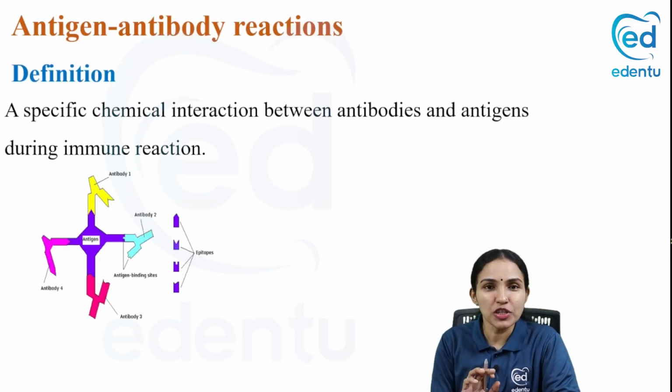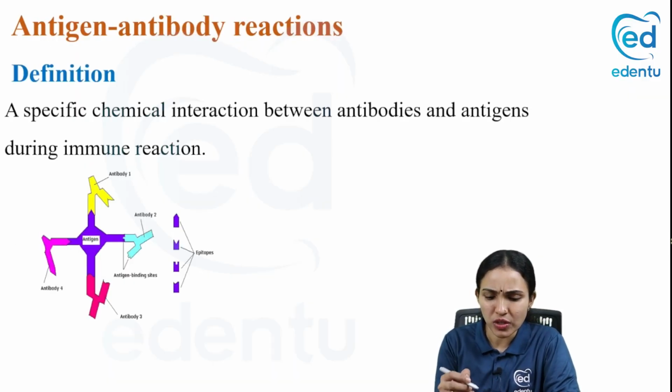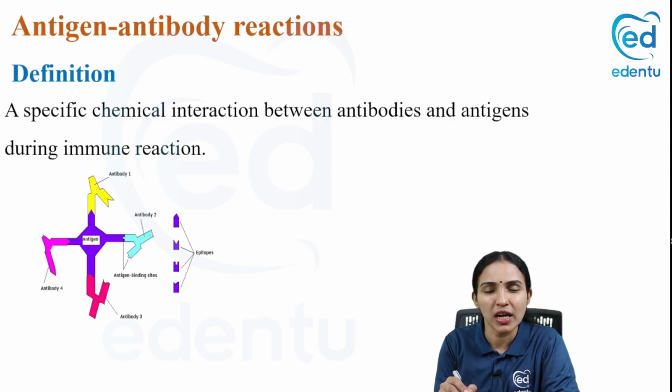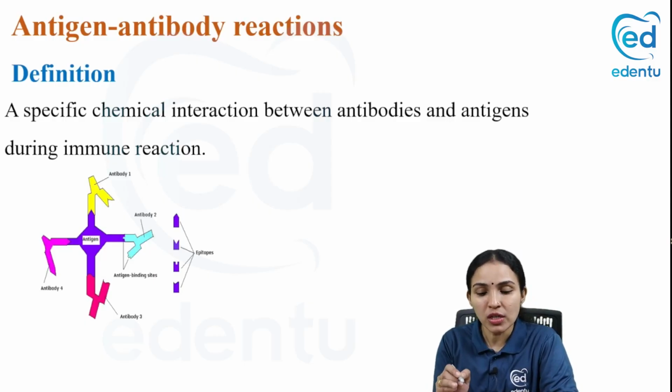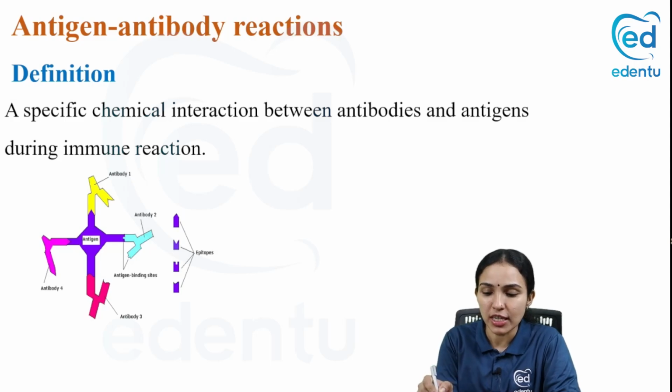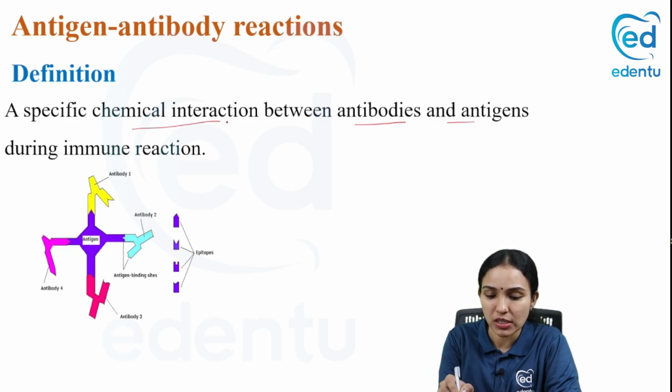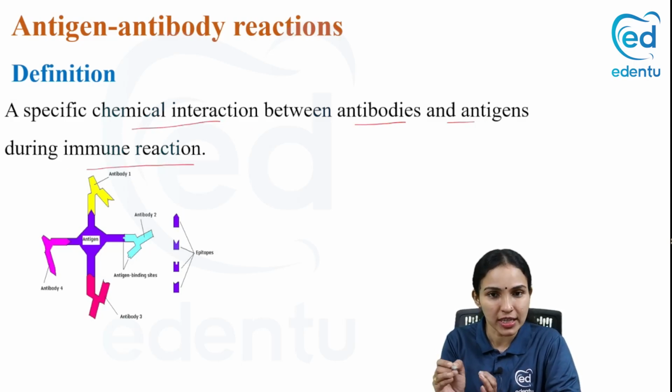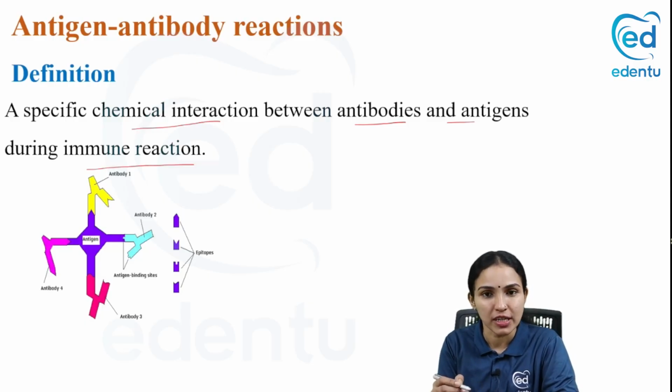Regarding the definition of antigen antibody reaction, we have seen in the antigen class that antigen and antibody should react with each other in an observable manner. When antigen and antibody interact with each other during an immune reaction, they interact in a specific manner. That specific interaction is what is called the antigen antibody reaction.